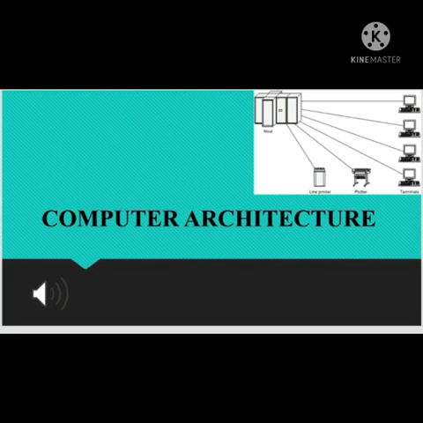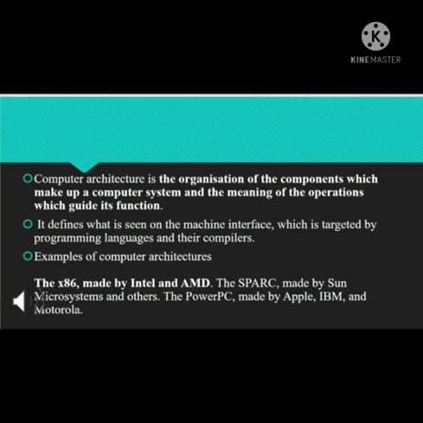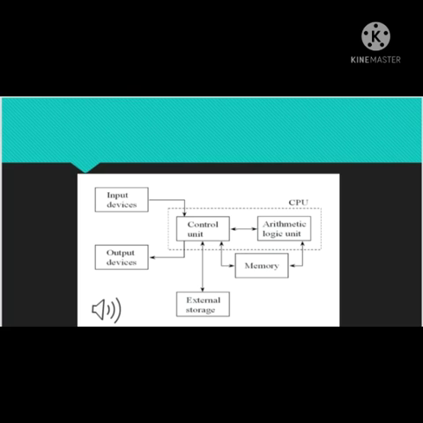Computer architecture. Computer architecture is the organization of the components which make a computer system and the meaning of the operations which guide its function. It defines what is seen on the machine interface, which is targeted by programming languages and their compilers. Examples of computer architectures are x86 made by Intel and AMD, the SPARC made by Sun Microsystems and others, the PowerPC made by Apple, IBM and Motorola.